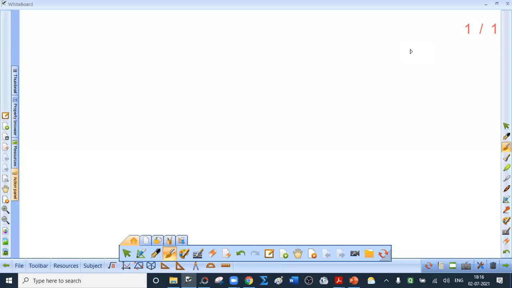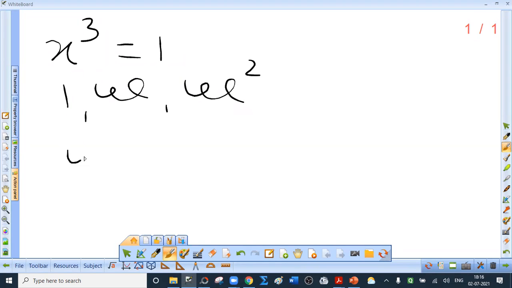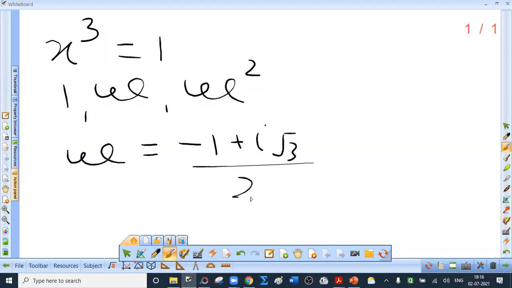In the last lecture, we discussed cube roots of unity. Cube roots of unity means roots of which equation? X cube equal to 1. They are 1, omega, omega square. What is omega? Omega is a complex cube root of unity. It is either -1 plus i root 3 upon 2 or -1 minus i root 3 upon 2. Note that one complex cube root is the square of the other.